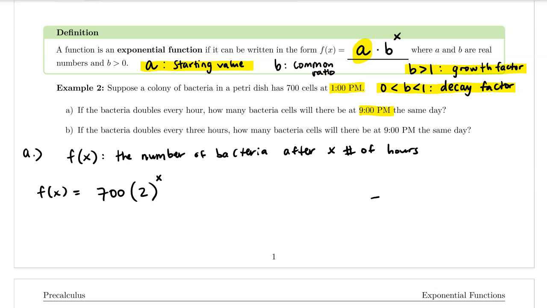So let's just make sure that this function ends up working in terms of what we want it to do. So x would represent number of hours. And then f of x, so I'll put x here, and then f of x represents number of bacteria.